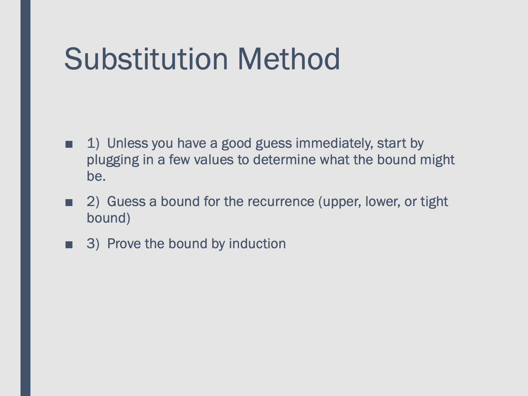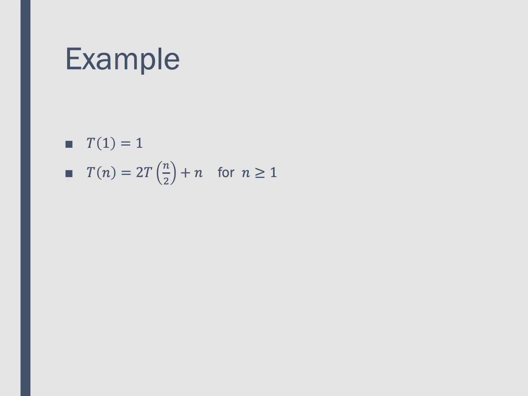Second is make a guess. Once you identify a potential growth rate, you can guess an upper, lower, or tight bound for the recurrences. We'll also see examples. And then third is prove the guess using induction. So now that you have a guess, you have to prove whether your guess is correct or not by using mathematical induction. So here is an example.